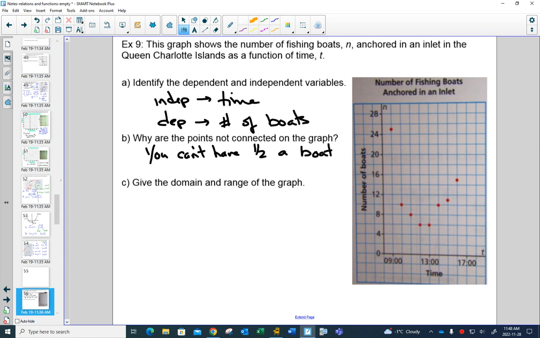I like that explanation. Someone said you can't have half a boat. That describes it perfectly. This is the y. Did someone think this was a fraction? You can only connect the points when it makes sense for both the x and the y.